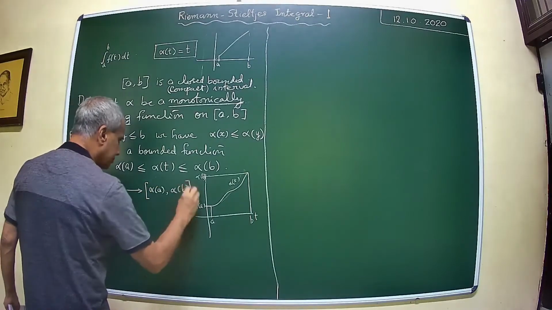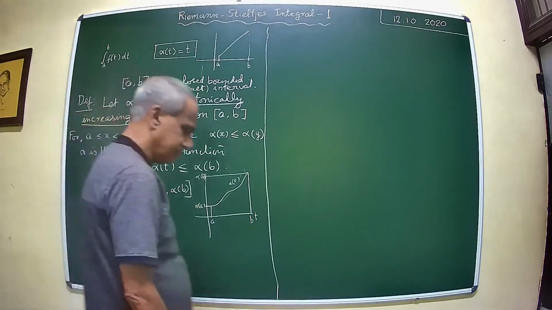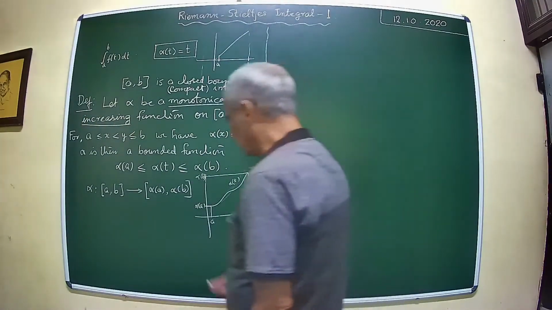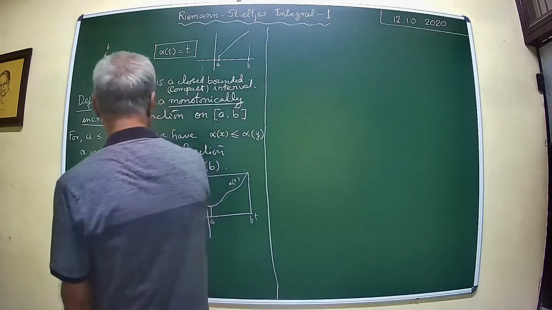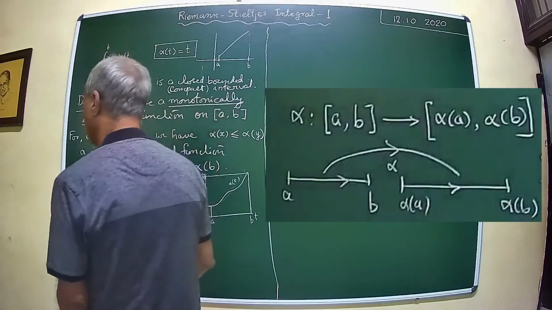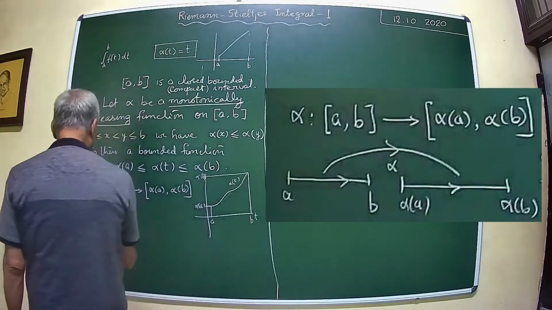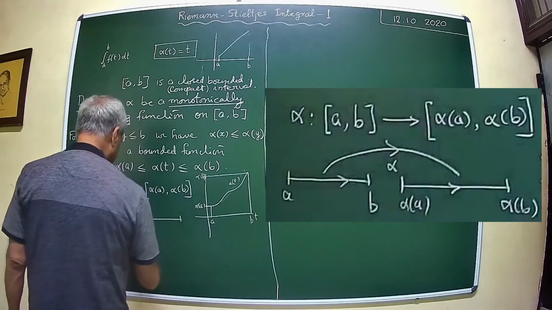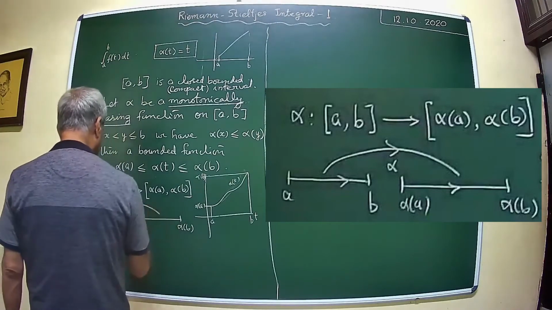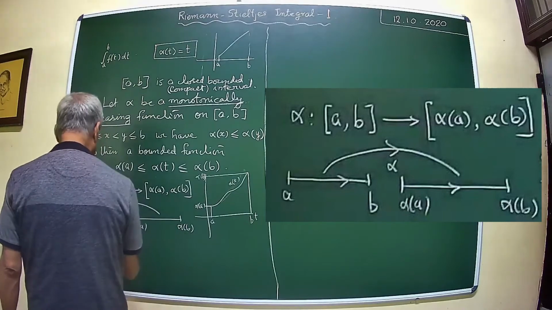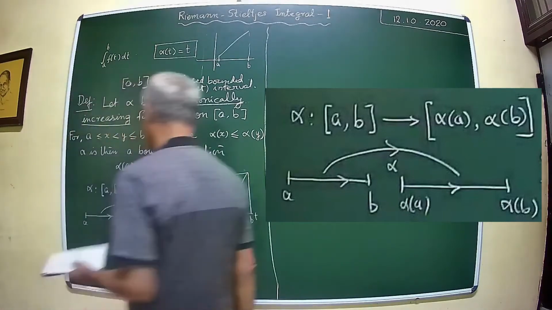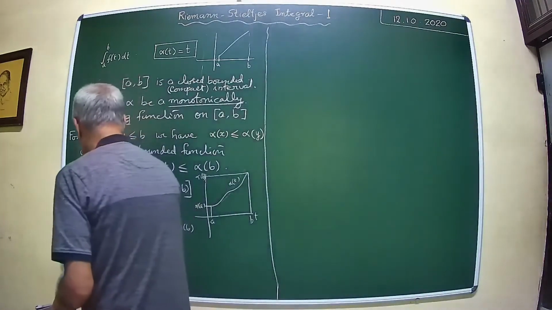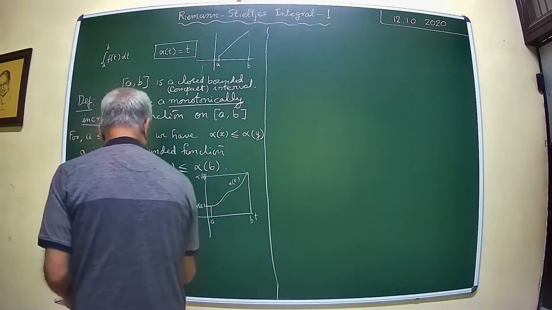[alpha(a), alpha(b)]. And what more, according to the assumption that we have made, it is monotonically increasing, which means if you are on the interval [a, b] and then this is the interval [alpha(a), alpha(b)], then you have a map alpha here. And when you move in this direction, you are moving in this direction. Okay? So corresponding to an x here, you have the point alpha(x).